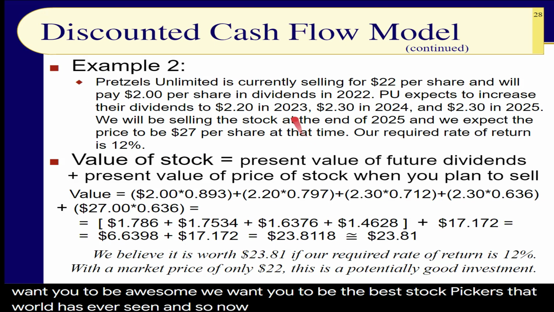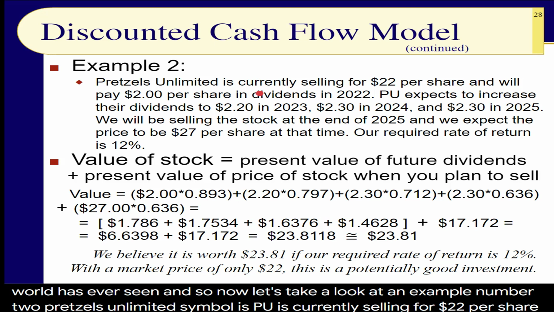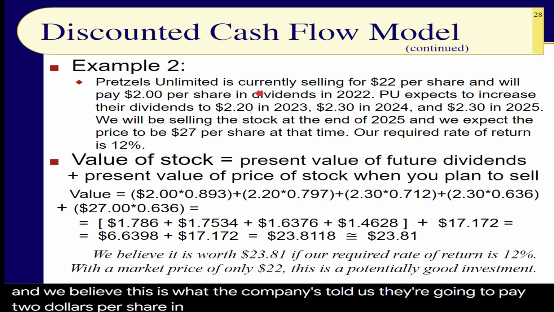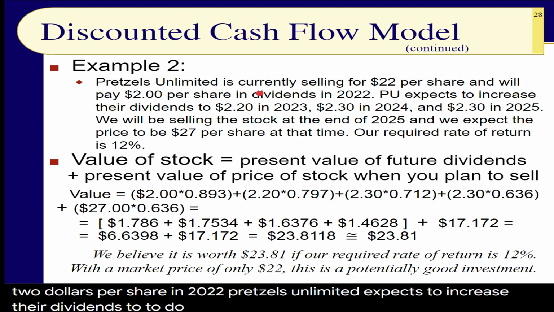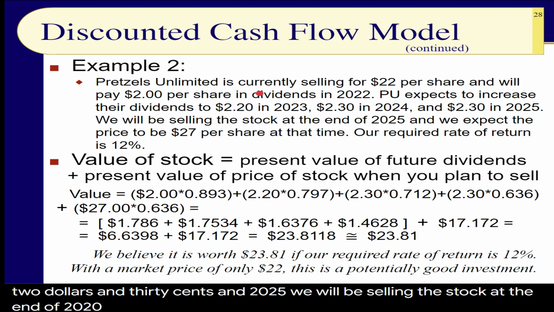And so now let's take a look at example number 2. Pretzels Unlimited, symbol is PU, is currently selling for $22 per share. And we believe, this is what the company's told us, they're going to pay $2 per share in 2022. Pretzels Unlimited expects to increase their dividends to $2.20 in 2023, $2.30 in 2024, and $2.30 in 2025. We will be selling the stock at the end of 2025, and we expect the price to be $27 per share at that time. So our required rate of return, say 12%.